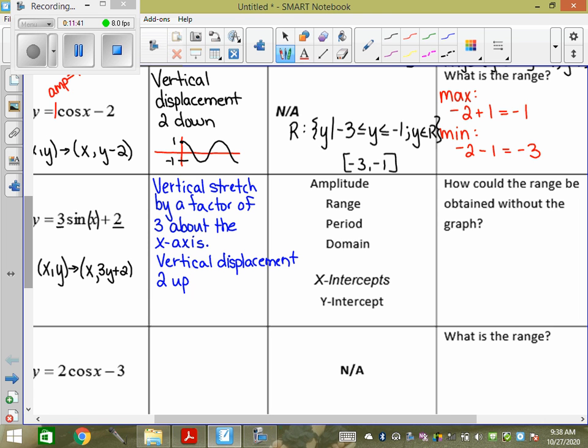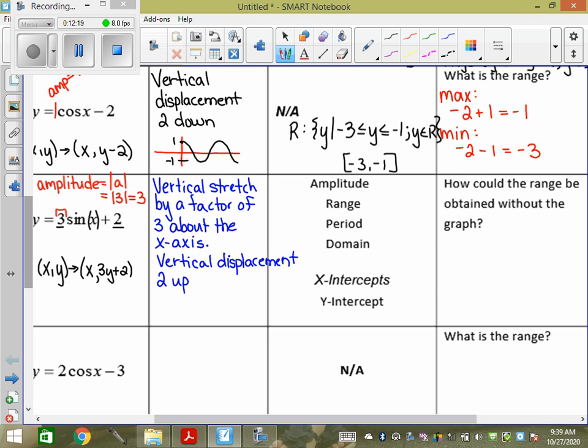What can I pull off of here? This is my a value. What does my a value help me get? My amplitude. Because my amplitude equals the absolute value of a, and in this case it's the absolute value of 3, which is 3. What's the amplitude on a base of my parent function for a cos or a sine? What's my amplitude? The y equals sine x and y equals cos x, no transformation. It's just a 1, right? So this one changed. It got taller. It's for now a distance of 6 from min to max, right? Because amplitude's half the distance.